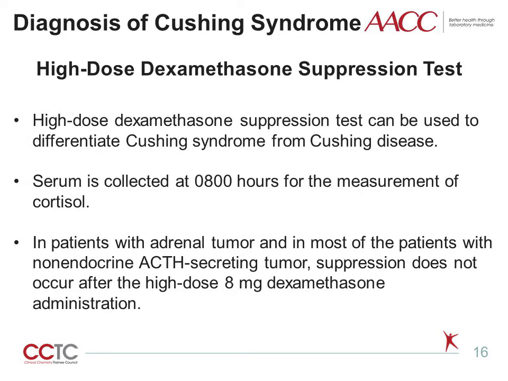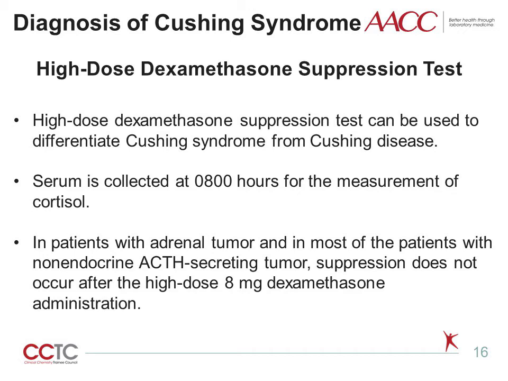High-dose dexamethasone suppression testing can be used to differentiate Cushing syndrome caused by adrenal tumors or non-endocrine ACTH-secreting tumors from pituitary Cushing disease. Some patients with Cushing disease may fail to suppress cortisol with low-dose dexamethasone suppression tests or give false negative test results. Such test results can be assessed by giving 8 milligrams of dexamethasone at midnight. Serum is collected at 8 a.m. for the measurement of cortisol.